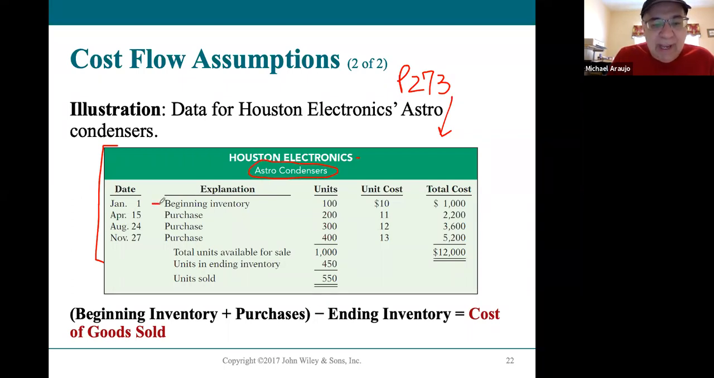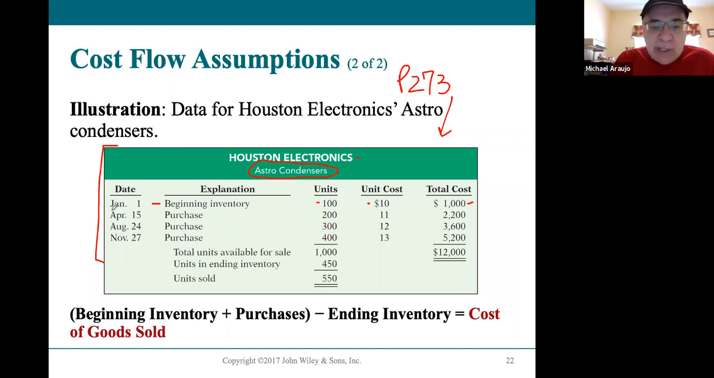As you see here, for this particular product, and I think this is a truly made up product, they have beginning inventory of 100 units in the store. So they already own those. Those units cost them $10, and that means they start the year with $1,000 of inventory already there of this particular product, the astro condenser.